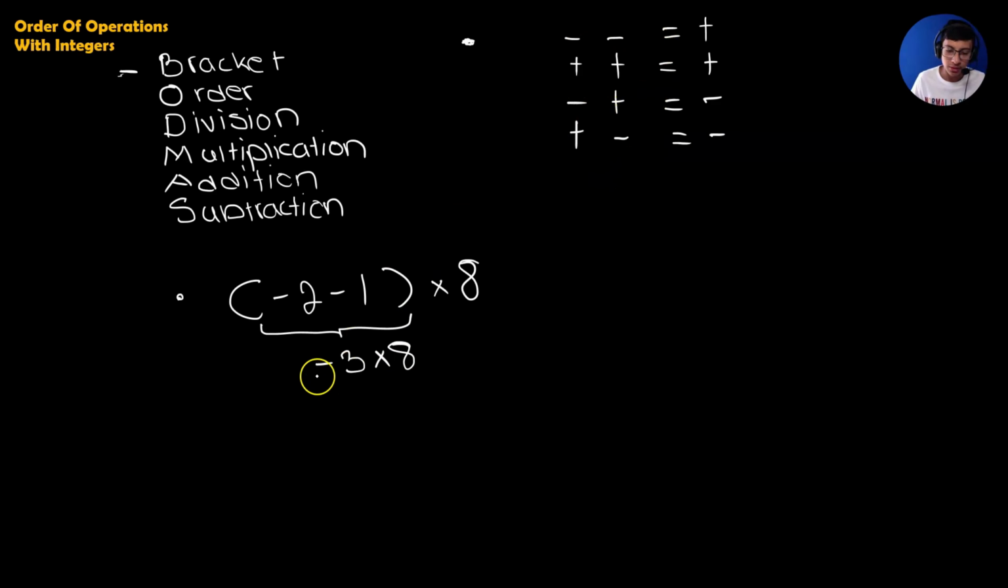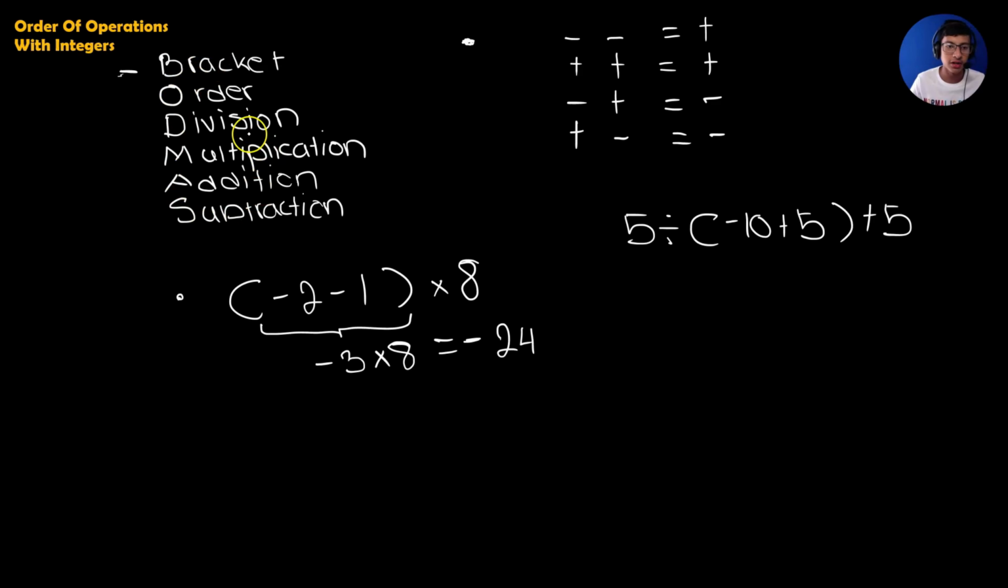Let's try another one. 5 divided by bracket -10 plus 5 close bracket, and then plus 5. First, we check our order of operations. We have brackets first, so we do the brackets. -10 plus 5 equals -5, and so we have 5 divided by -5, plus 5.